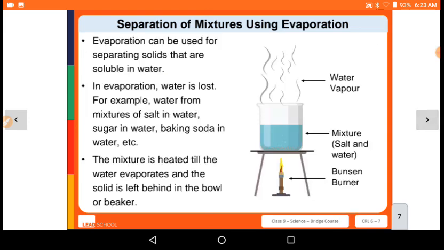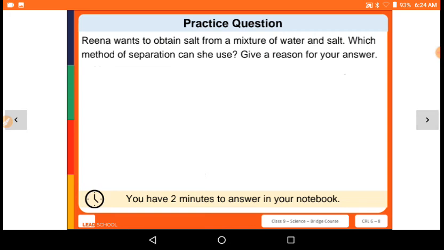So, separation of mixture using evaporation. Evaporation can be used for separating solids that are soluble in water. In evaporation, water is lost. For example, from a mixture of salt in water, sugar in water, baking soda in water, etc. In this method, the mixture will be heated till the water evaporates and the solid is left behind in the beaker. So this is the separation of a mixture using the evaporation method.